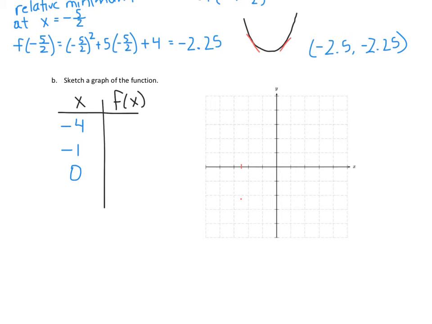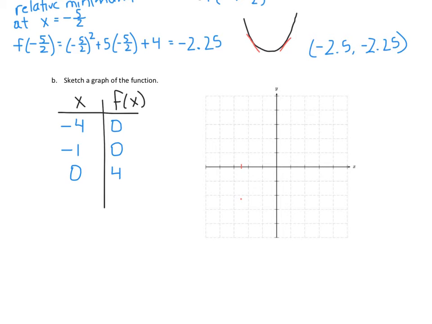If we plug negative 4 into our original function, x squared plus 5x plus 4, what we end up getting is a function value of 0. And you can always pause this video and double check that if you like. And then if we plug negative 1 into our original function f of x, we get 0. And then if we plug 0 into our original function, we get a function value of 4.